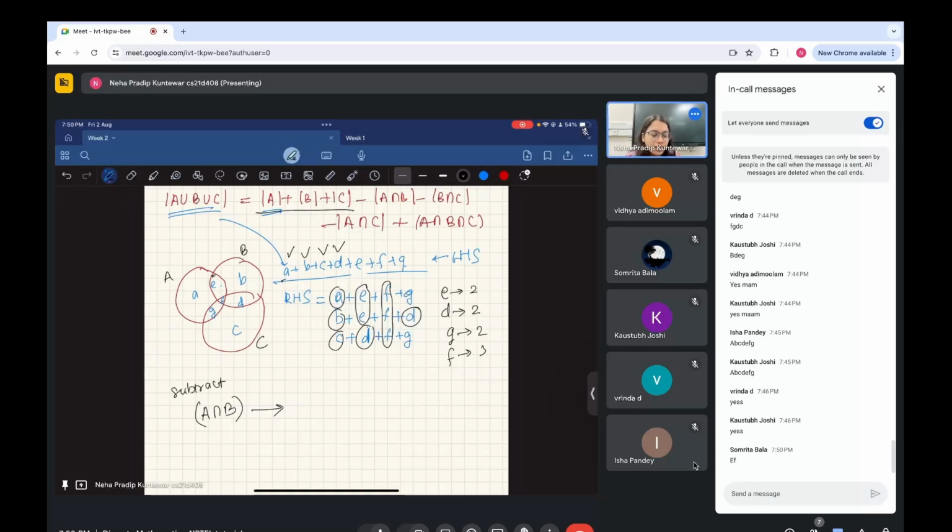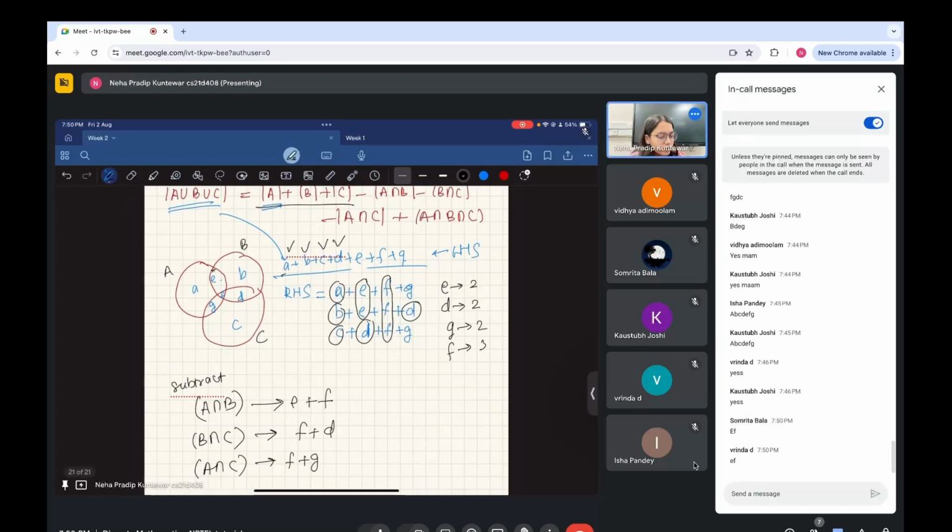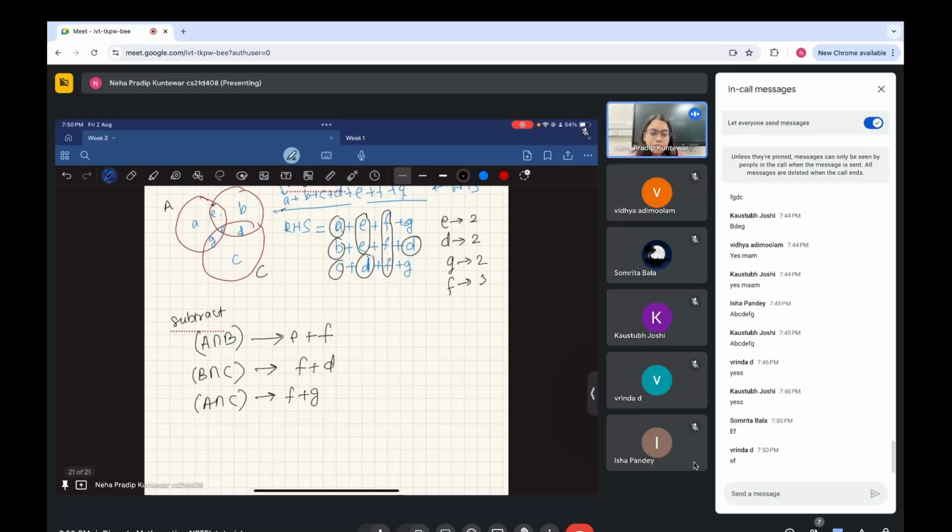What are the elements for B intersection C? This is F plus D. And what are the elements for A intersection C? This is G plus F. Okay, so these are the terms that we are subtracting from the sum that we had obtained so far.